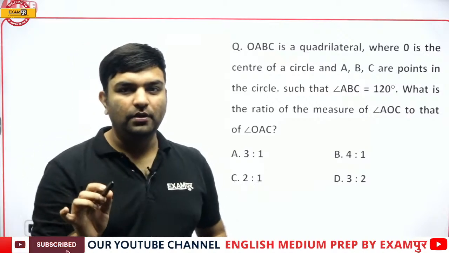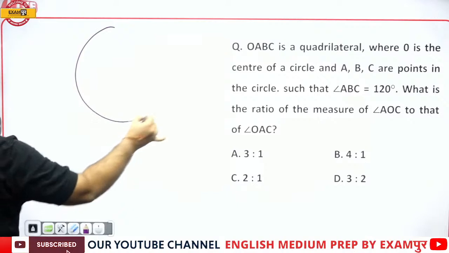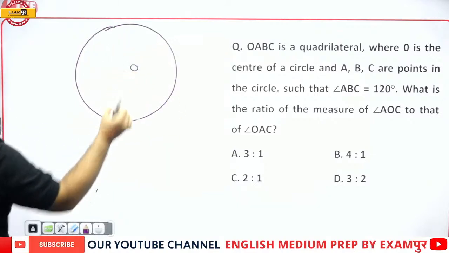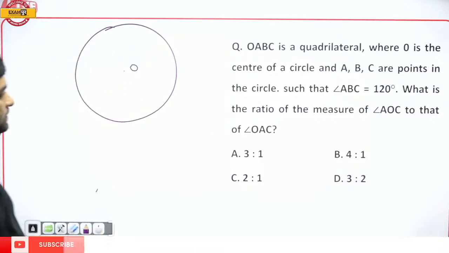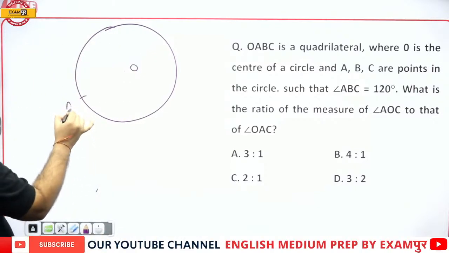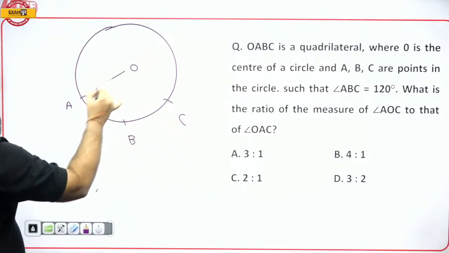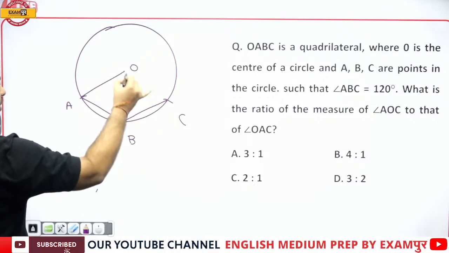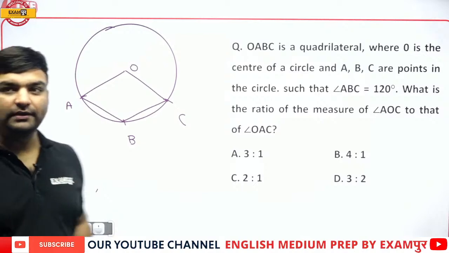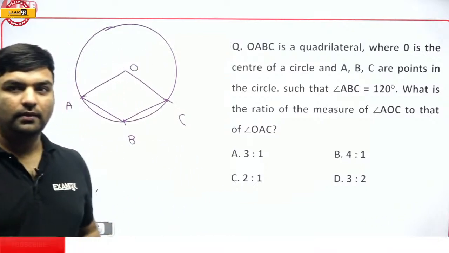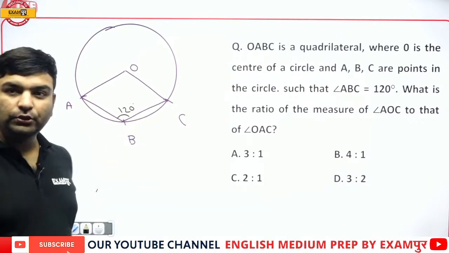OABC is a quadrilateral where O is the center of the circle. I have to maintain it as a quadrilateral, so I am drawing it on the same side. Angle ABC is 120.